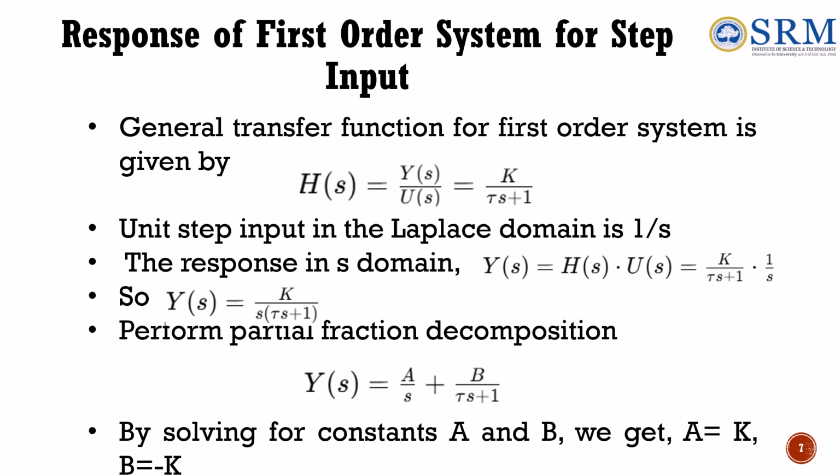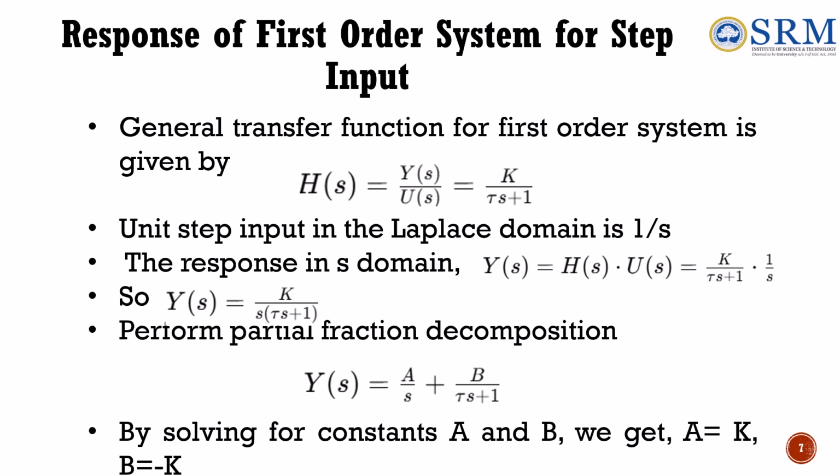Next, we have the response of a first order system for different types of test signals. First, we are going to see the response of a first order system for step input. The general transfer function of a first order system is given by H(s) equal to Y(s) by U(s), that is equal to K by (tau s plus 1). Unit step input in the Laplace domain is 1 by s.